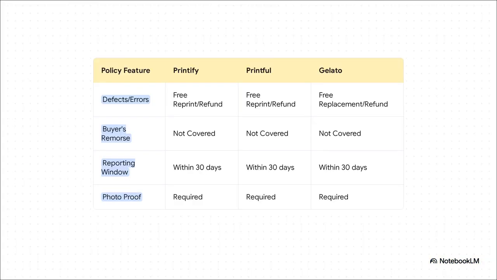Okay, check this out. What's so amazing here is how consistent they all are. This table shows the official policies from Printify, Printful, and Gelato side by side. What happens with defects or printing errors? Every single one offers a free reprint or refund. What about buyer's remorse? Every single one says not covered. It's a hard no. And they even have the exact same rules for reporting an issue. You've got about 30 days and you have to provide a photo as proof.